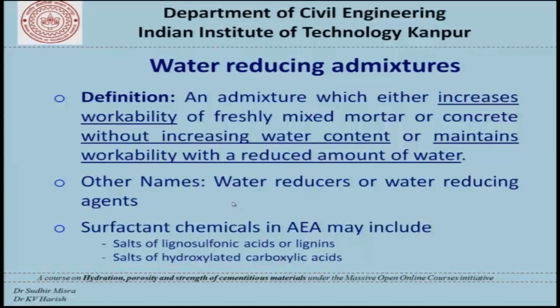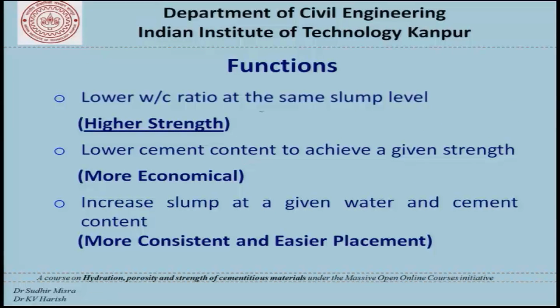What does water reducing admixture contain? They are usually surfactant chemicals and may include salts of lignosulfonic acids or lignins. They can also have salts of hydroxylated carboxylic acids. And how do we understand the different functions? So, for this in the next slide we will see a table.